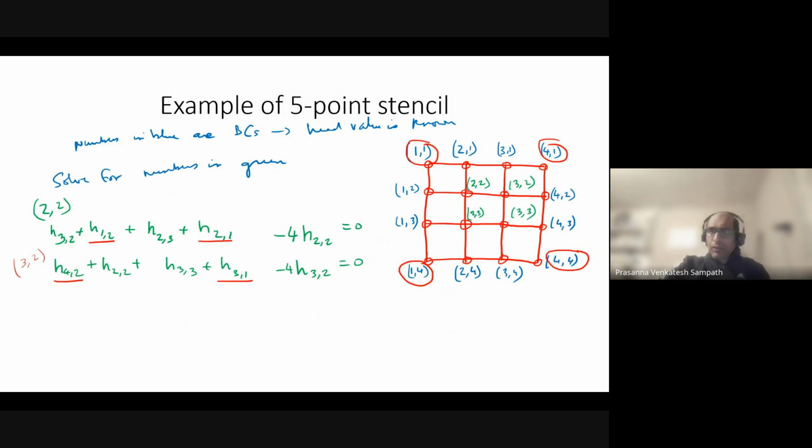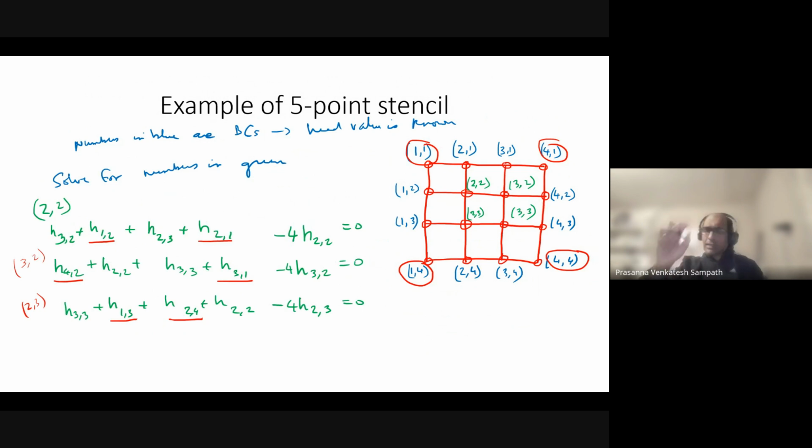Let's move on. Now I'll go to the next cell, 2 comma 3. And this equation is for cell number 2 comma 3. So here I have i plus 1 comma j, 3 comma 3, i minus 1 comma j, 1 comma 3, i comma j plus 1, 2 comma 4, i comma j minus 1, 2 comma 2, minus 4 times h of i comma j, which is 2 comma 3, equal to 0. Again, the two terms that have been underlined are the values at the boundary for which the values are known, 1 comma 3 and 2 comma 4. And you can see that in the boundary you have these values which are known.